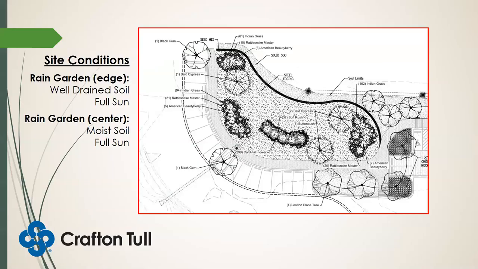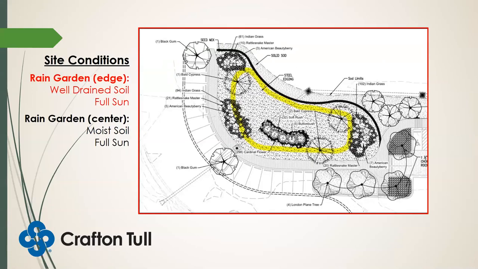We had 2 different types of site conditions to consider when making our plant selections. The first is the edge of the rain garden. We'll have more well-drained soil and we'll get full sun, considering it's towards the center of the regional park. There's not a whole lot obstructing the view there, or the sunlight. The second region is going to be towards the middle or the low spot of the rain garden. The soil here is expected to be much more moist, and again, we still expect this area to get full sun.